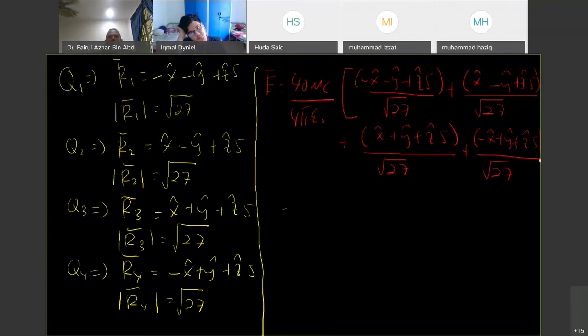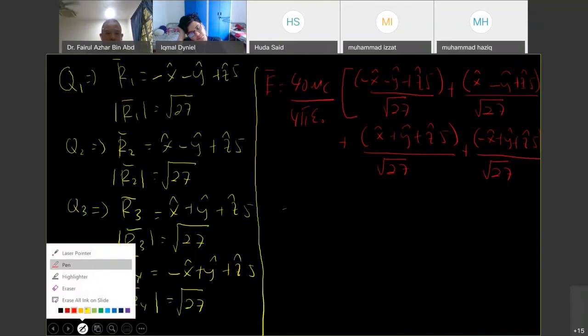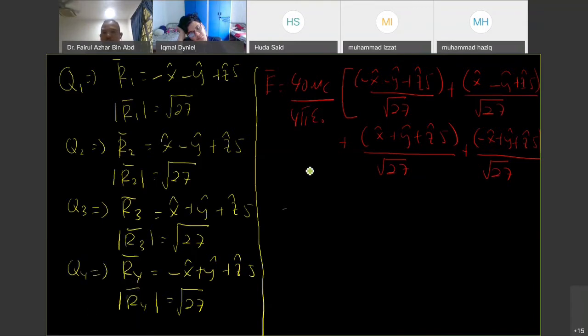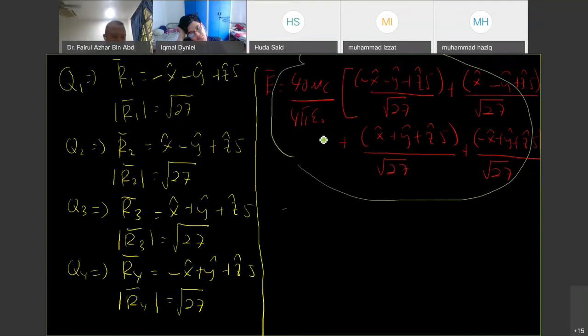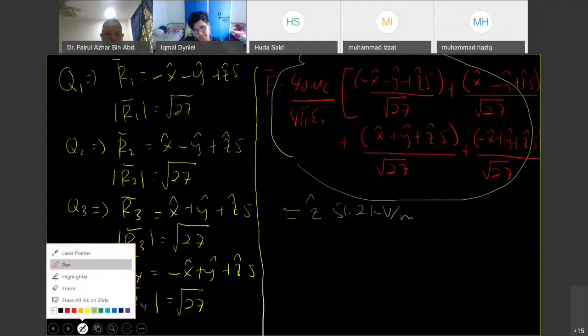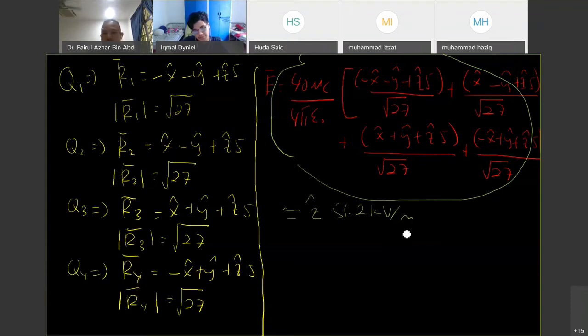Okay, then after that it's just a matter of solving this equation. Using mathematics, you get the answer. Based on what I've done before, the value of E is equal to z cap 51.2 kilovolt per meter. Okay guys, please don't forget the unit.